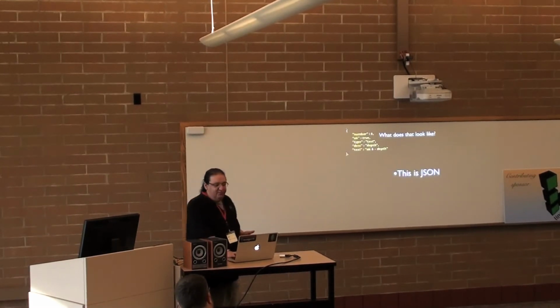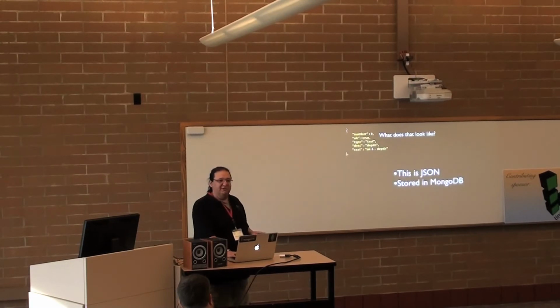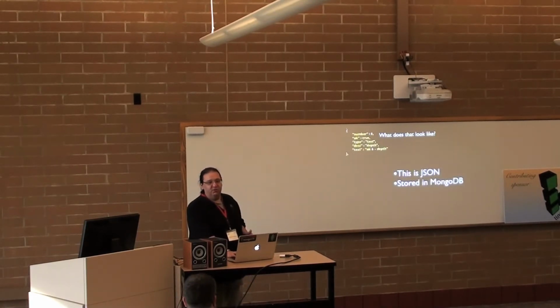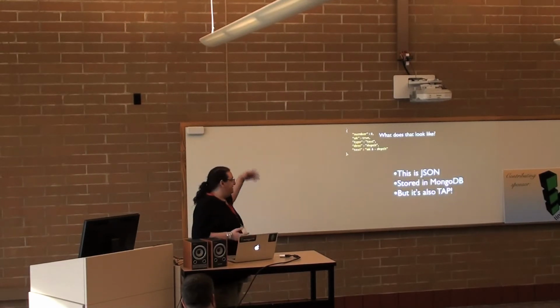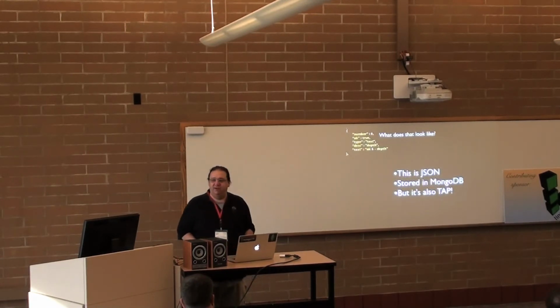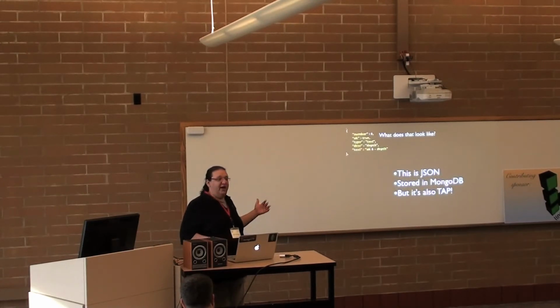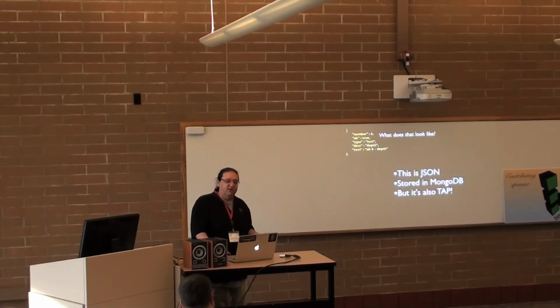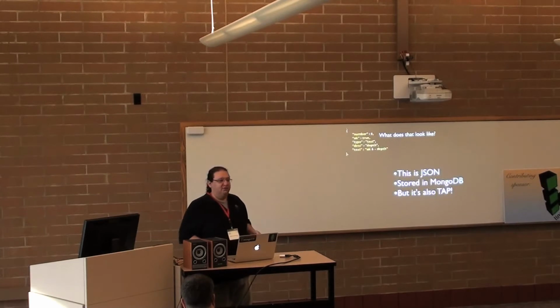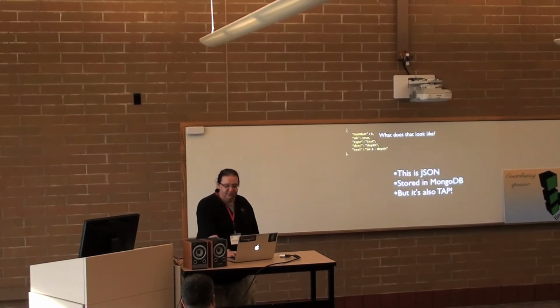So this is JSON. We can store this in MongoDB. Every one of those fields and every one of those subdocuments is a first-class queryable object. And it's also TAP. And this is what's really cool about this. So it doesn't look like TAP, but it's got all the TAP data right there, which means any kind of analytics or aggregations that you were doing with TAP data, you can do against this data using a database engine rather than writing all the code yourself in Perl.